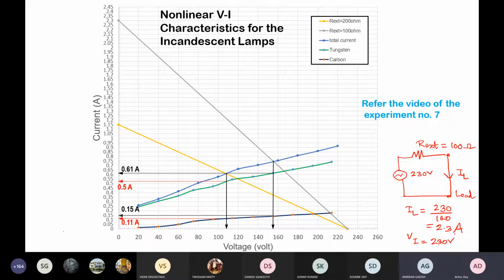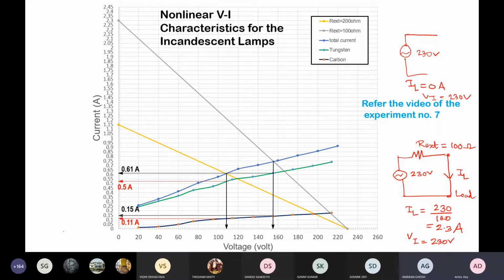This is one case. Another case is load may have a very high resistance. So if it is too high, then we can approximate it as an open circuit. So when it is open circuit, then IL will be 0 and VL will be 230.